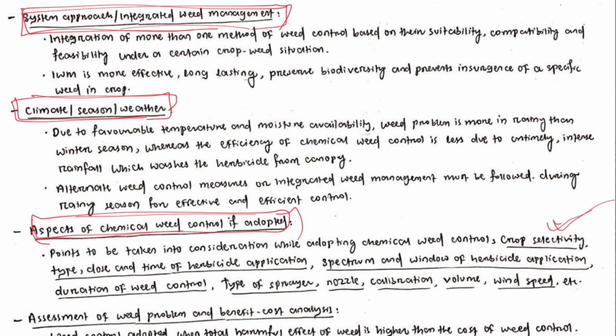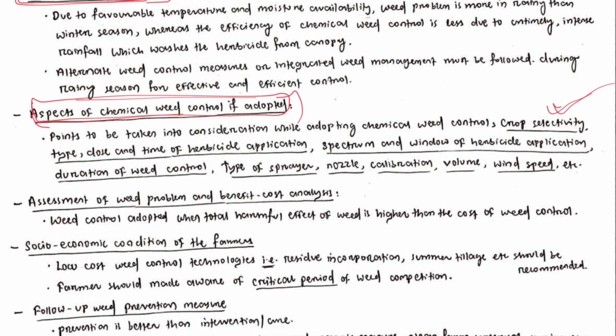Then, on the aspect of chemical weed control, if adopted, what type of chemical should we take: a selective herbicide or a non-selective herbicide? Then the dose and time of herbicide application are also important. Are we going for pre-plant incorporation, pre-emergence or post-emergence application? What is the dose, what is the selectivity index, the window of herbicide application, the duration of weed control, the type of sprayer, nozzle, calibration, volume and wind speed. These are things we must take care of.